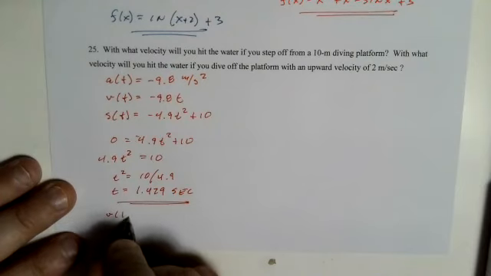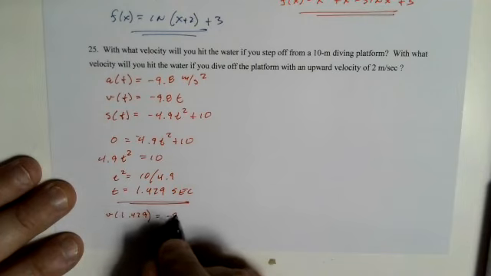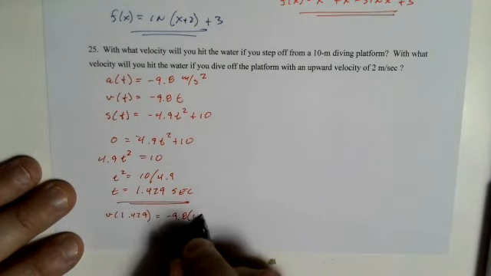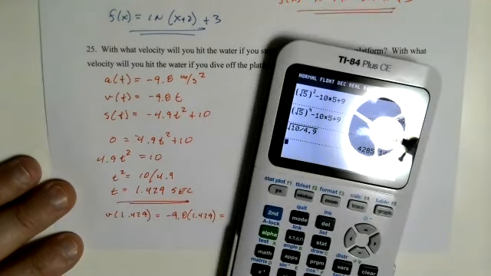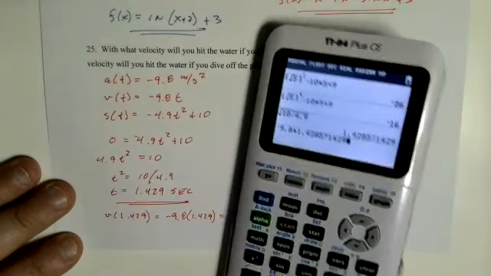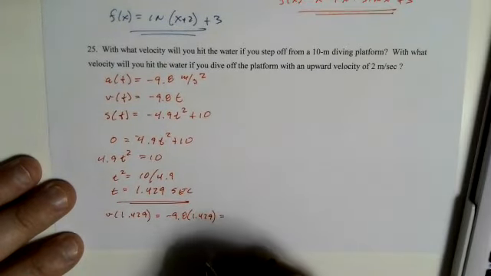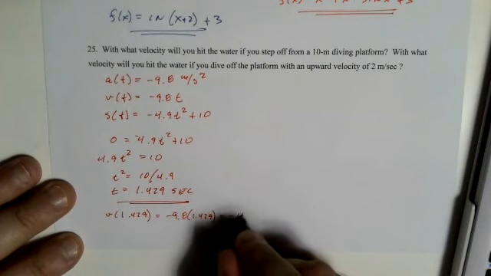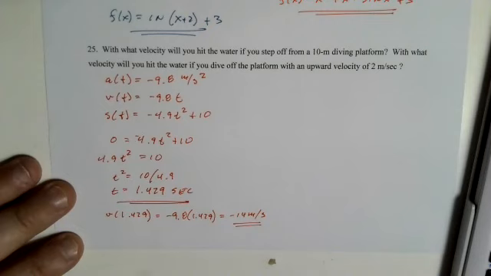V of 1.429 equals negative 9.8 times 1.429 equals, and I'm just going to use this. I'm going to go negative 9.8 times that. Negative 14, isn't that fascinating? Equals negative 14 meters per second. Cool. All right, what if I jump off?